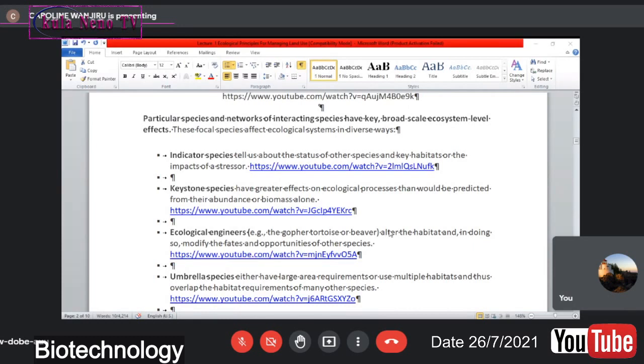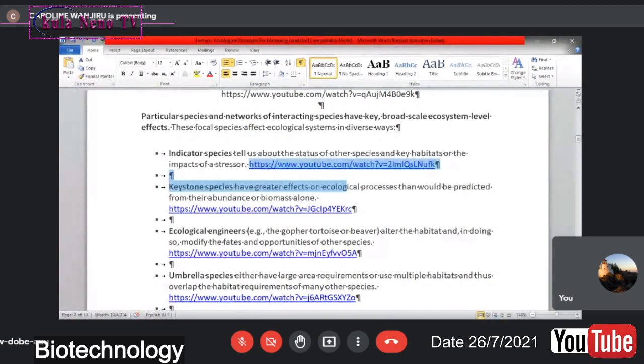Now let's look at keystone species. Keystone species have greater effects on ecological processes than would be predicted from the abundance of biomass alone. So when it comes to keystone species, it's very difficult.